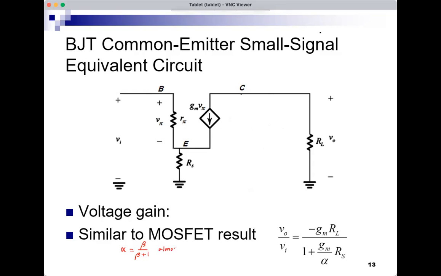Because beta is very large, alpha is like 0.98, 0.99, 0.995. And therefore the voltage gain is almost minus GMRL over 1 plus GMRS. And that's the same result that we got for the MOSFET. Again, we're assuming that RO is very large. So no RO again here. If there's an RO, I get a kind of complicated expression for the gain.